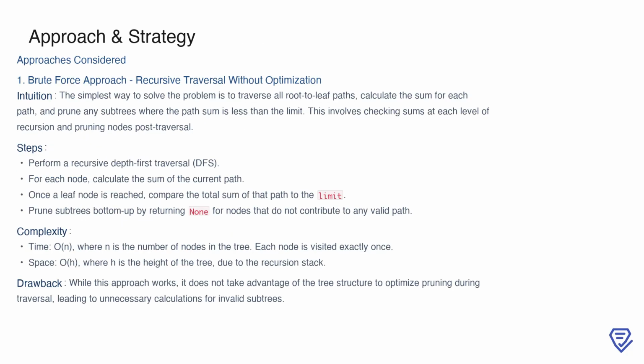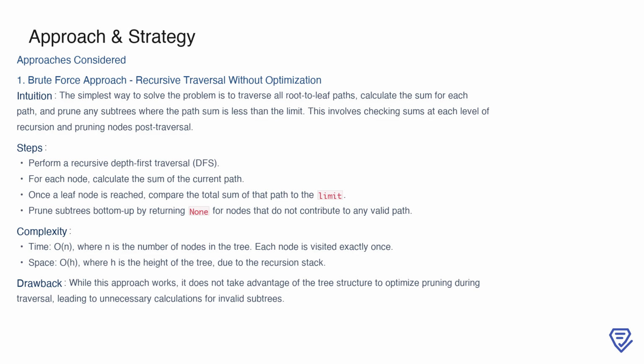To tackle this problem, we first consider the brute force approach, which involves a recursive traversal of the tree without any optimizations. The intuition here is quite straightforward. We traverse all possible root-to-leaf paths, calculate the sum for each path, and prune subtrees where the path sum is less than the given limit. This can be achieved through a depth-first traversal.